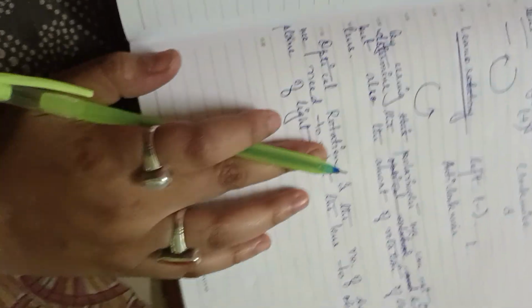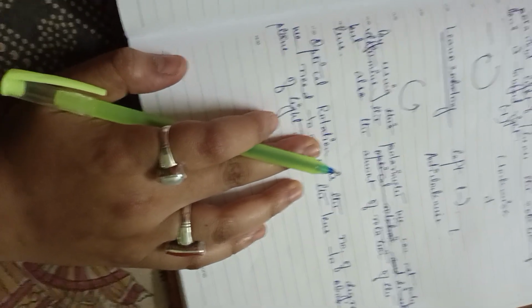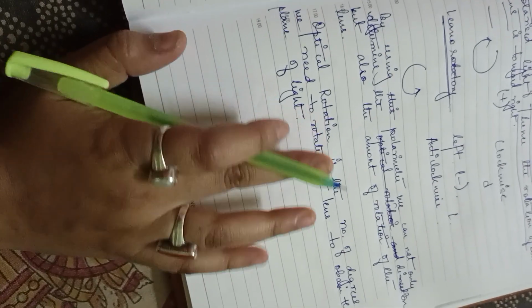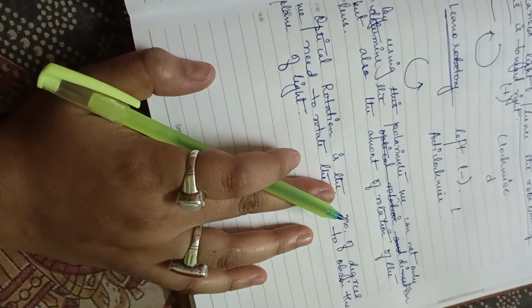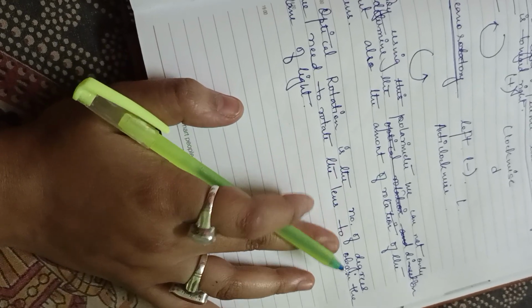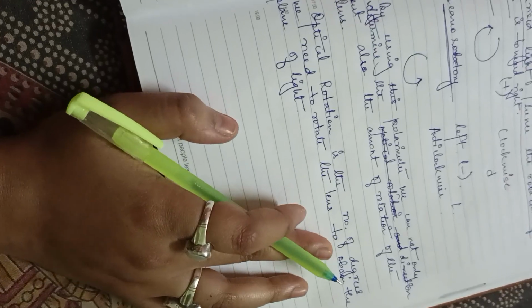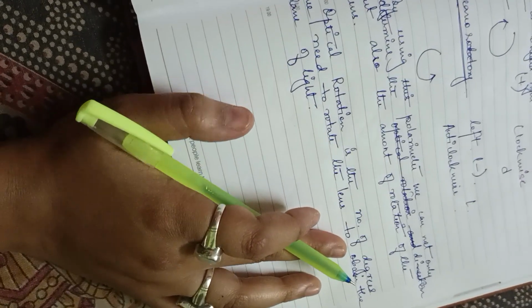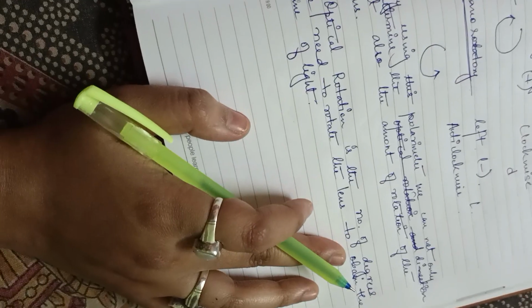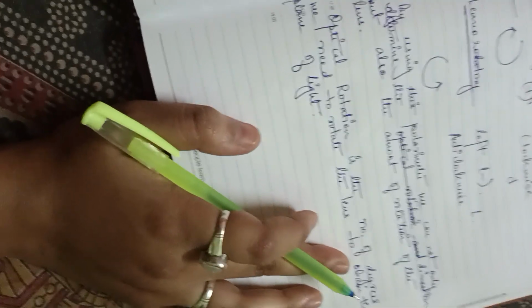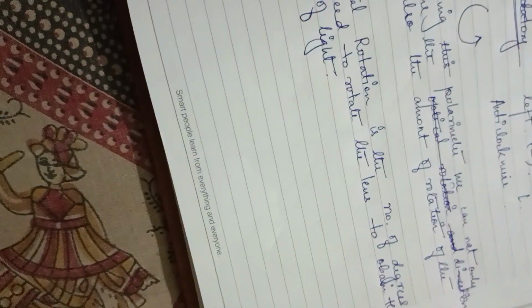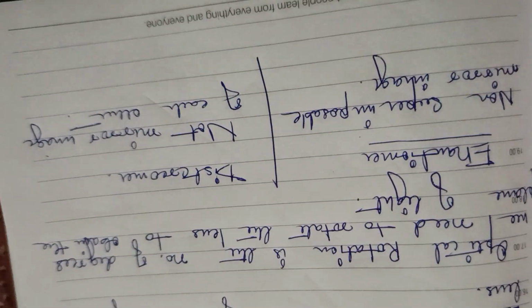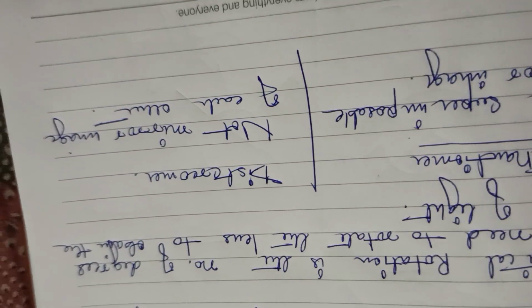I will tell you. By using the polarimeter, we can determine not only the direction but also the amount of rotation of the lens. Optical rotation is the number of degrees we need to rotate the lens to obtain the plane of light. Now we will see what enantiomer and diastereomer are. An enantiomer is a non-superimposable mirror image, and diastereomers are not mirror images of each other.